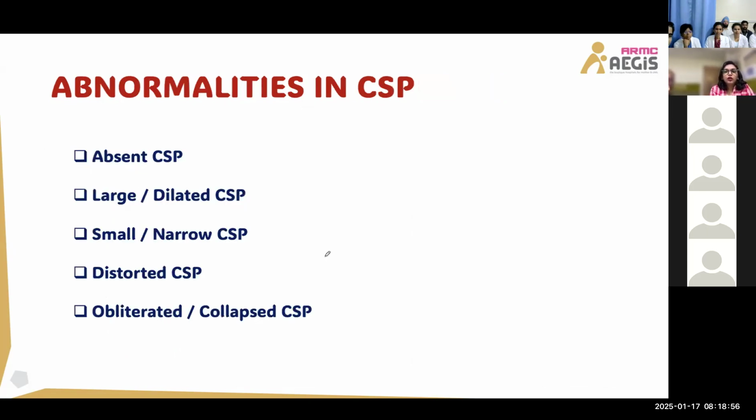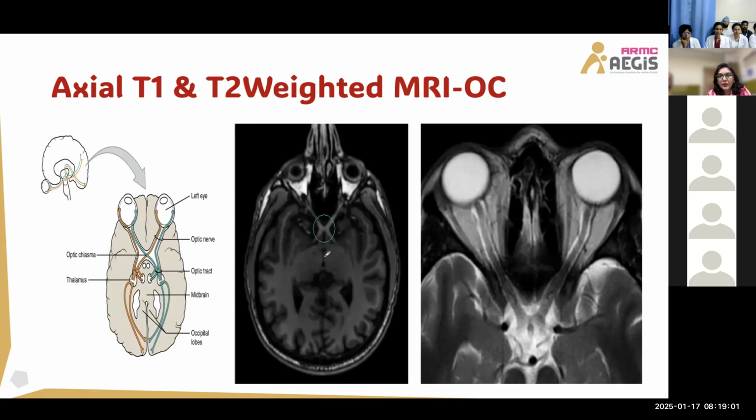So coming to abnormalities in CSP. Was that a fetal MRI? It was very clear. It's a neonatal MRI. Neonatal, okay.